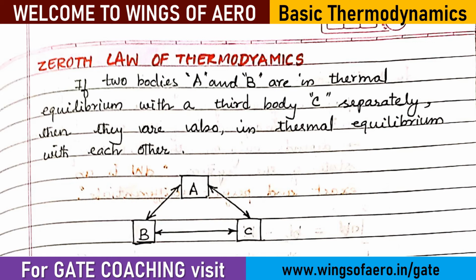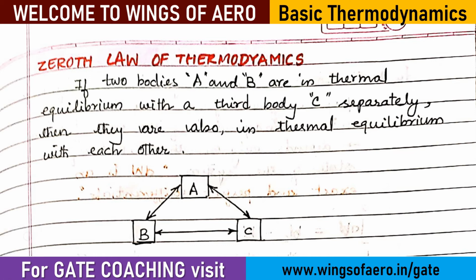Now here, let's proceed with the zeroth law. It's a very small topic, so we can finish on time. Zeroth law. As already said, we have three bodies. You can see the bodies A, B and C, right?